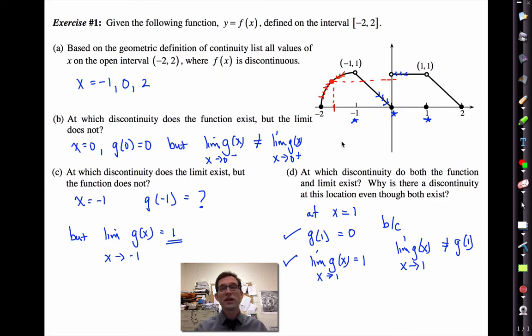We're going to give an algebraic definition of continuity in the next screen. So pause the video now and write down anything you need to.